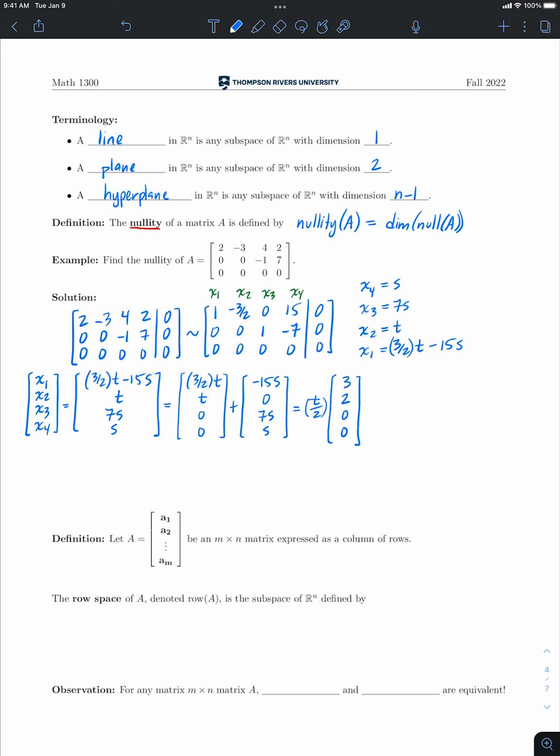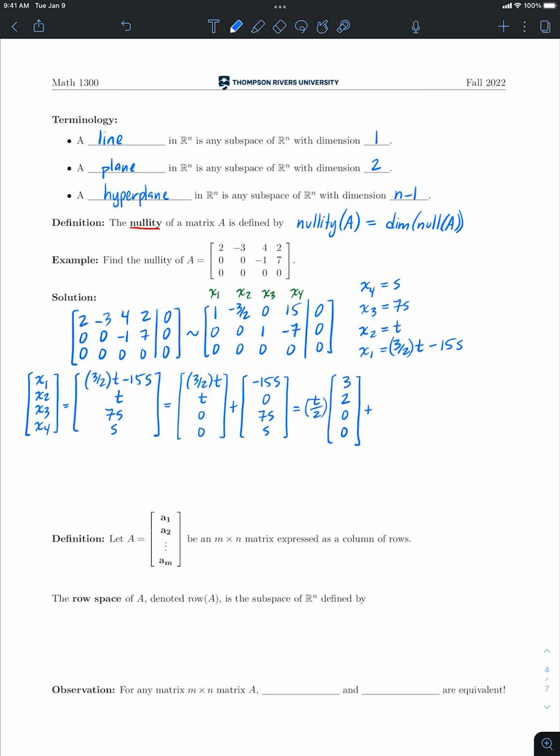Okay, but this still works for what I want to do. I'm still trying to obtain basis vectors for the null space, so I'll still get basis vectors this way. They'll just be scaled. They'll have maybe a different scaling. In this case, my basis vector 3, 2, 0, 0 will be twice as long as it would have been if I had just pulled out a t, and I would have got 3/2, 1, 0, 0.